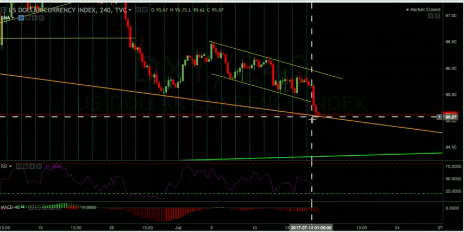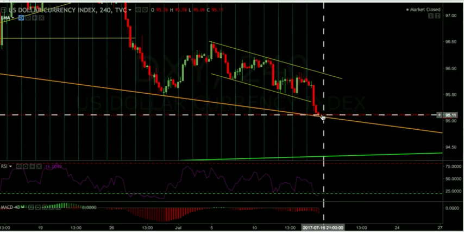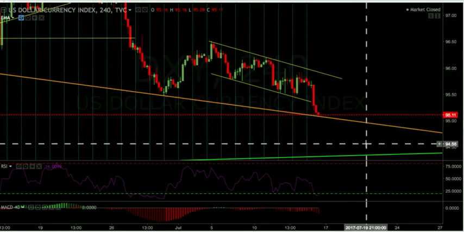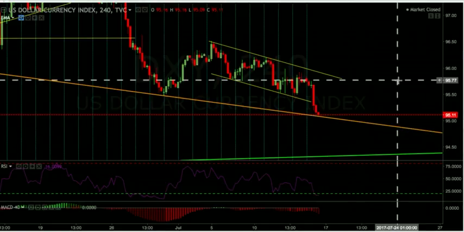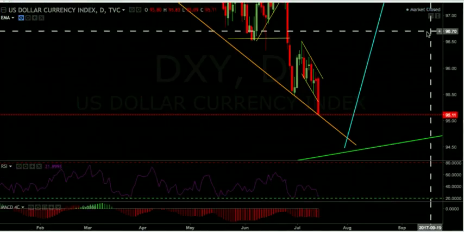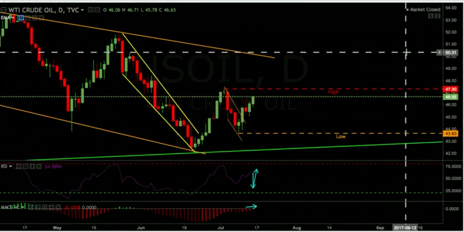So we'll be looking this week to see if we get a bounce or a continuation pattern and more down. So this is for our dollar index. Next, we'll look at crude oil.